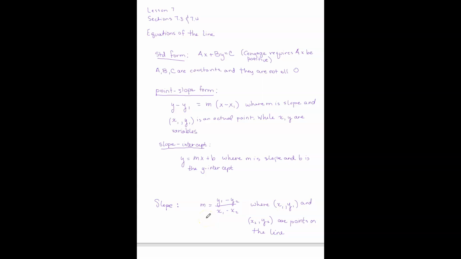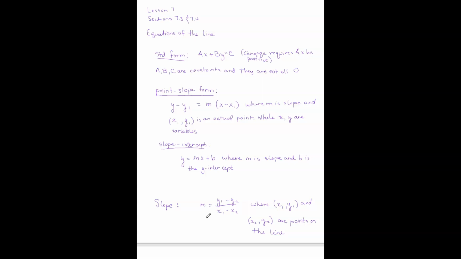Hi there, this is for University of St. Thomas, Math 005, and this is Lesson 7. We're going over sections 7.3 and 7.4. In order to do that, though, there's some information that you need in order to be successful.